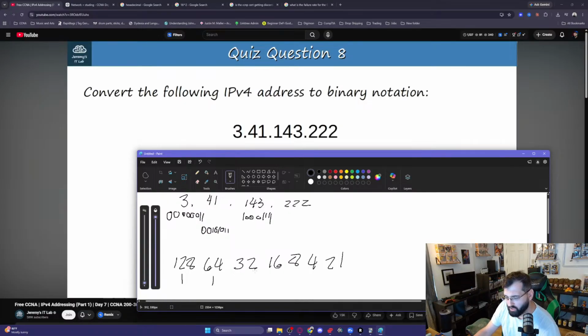So 192, that'd be 2, that's 4. 9 is 12, that's 2. 120, 121? Is that correct?